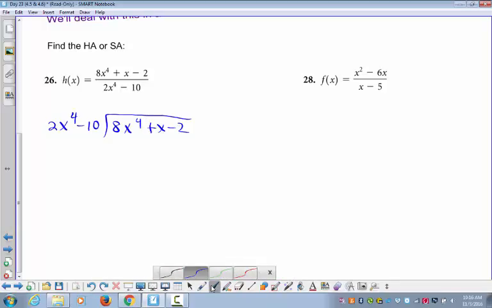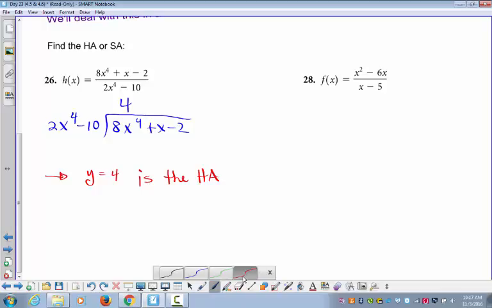Okay, so divide the denominator into the numerator. What times 2x to the 4th is 8x to the 4th? 4. Done. That's the quotient. As soon as you get to the constant, you're done. And because the powers are equal, the quotient is simply going to be a constant. And our conclusion then is that y equals 4 is the horizontal asymptote. And again, if you know the power thing, the horizontal asymptote is the quotient of leading coefficients, which is 4.